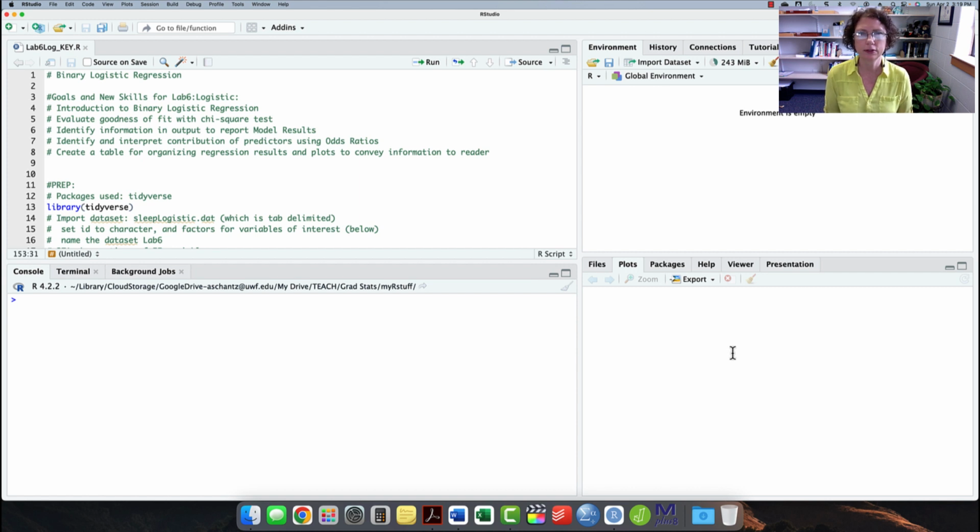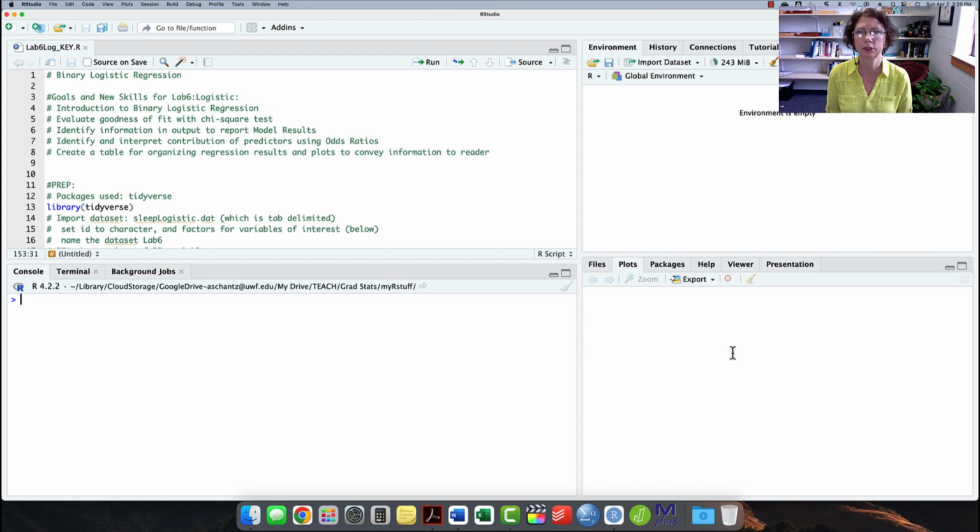Some of our skills here that we're working towards are the introduction to binary logistic regression, being able to evaluate the goodness of fit of a model using a chi-square test, identifying the information we need in the console for the write-up to be able to explain if our test is significantly improved, and also the accuracy of it given how well it predicts the outcome.